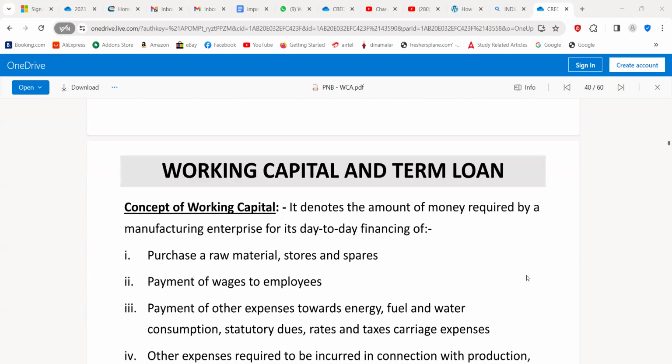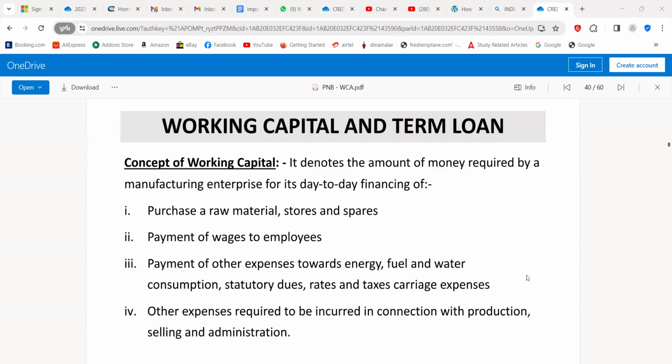Then concept of working capital and term loan. Please read. Working capital denotes the amount of money required by manufacturing enterprises for its day-to-day financing: first, purchase of raw material, stores and spares; payment of wages to employees; payment of other expenses towards energy, fuel and water.